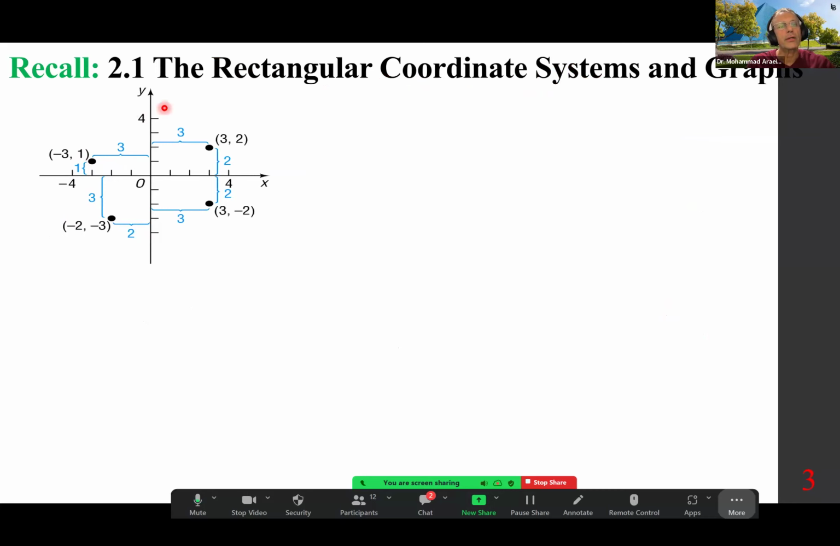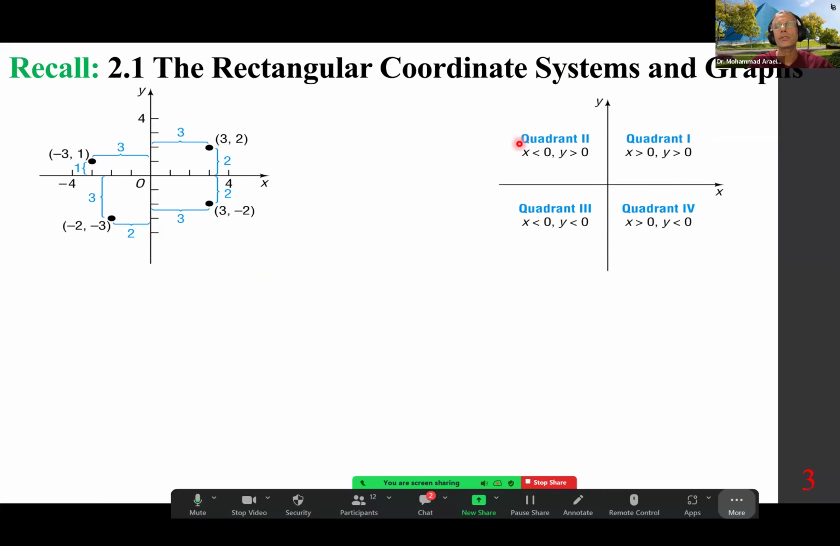This is a rectangular coordinate system, also known as a Cartesian coordinate system. We cut it into 4 parts known as quadrants. Obviously, in the first quadrant, everything is positive, x and y. In the second one, x is negative. In the third one, both of them are negative. And in the fourth one, only y is negative.